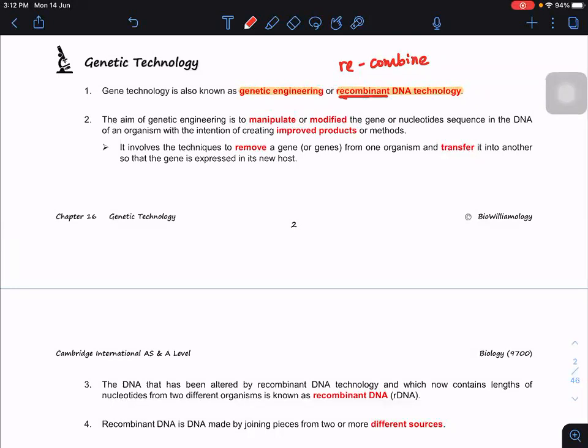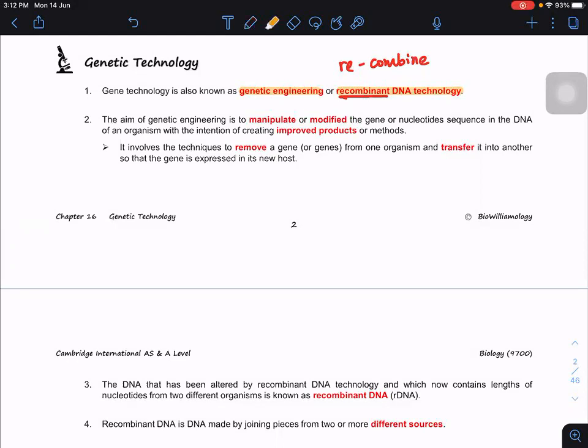Instead of letting them interbreed, we transfer a particular DNA, a particular gene, from one organism and pass it to another organism. So even though we do it between two different species, we won't cause the offspring to be infertile. Basically, that has nothing to do with interbreeding. So what is the idea? Why do we want to do this?